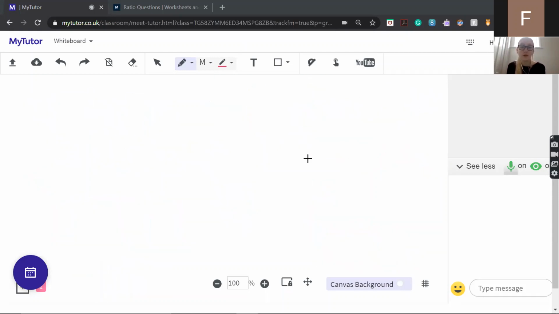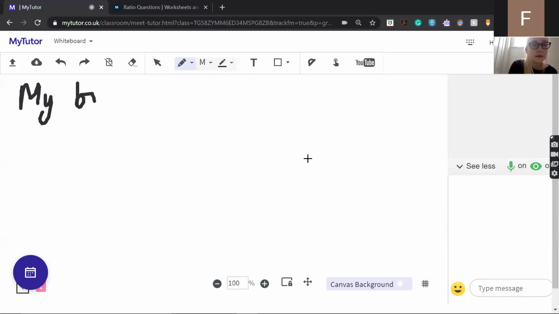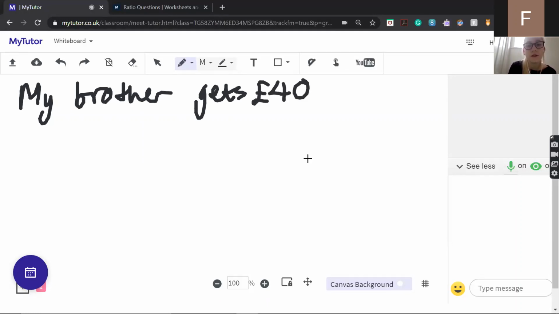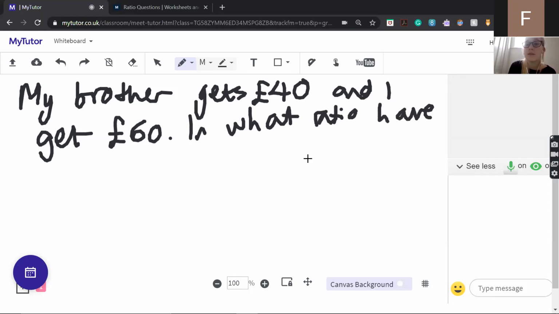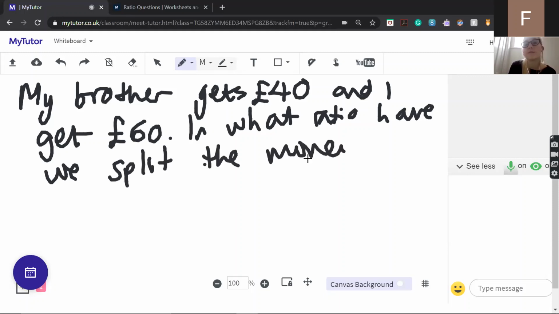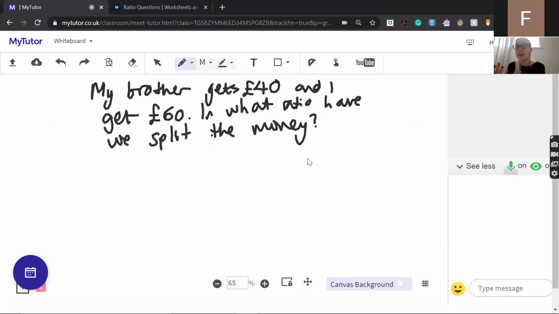So a quick note on simplifying ratios. We're going to look at the reverse of that question. So, for example, it could be my brother gets £40 and I get £60. In what ratio have we split the money? So we already know what we're expecting this answer to be because it's the reverse of the previous one, but I'm going to show you how we'll get there.